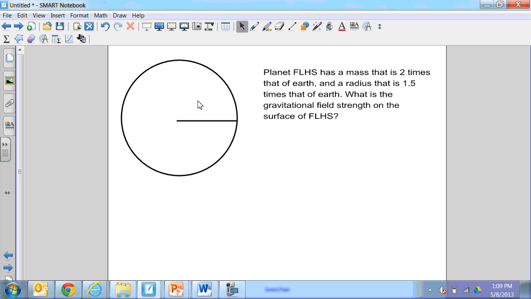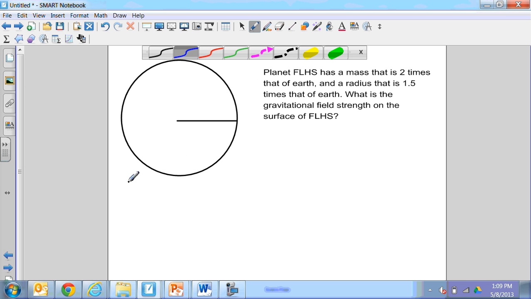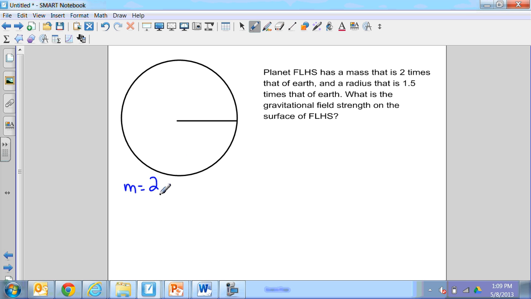So here's our planet, and we know that the mass is 2 times the mass of Earth, I'm just going to use an E to abbreviate Earth. And my radius is 1.5 times the radius of Earth. The mass and the radius of Earth are given to you in your data booklet.